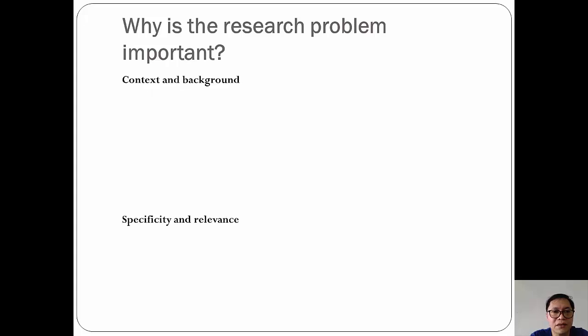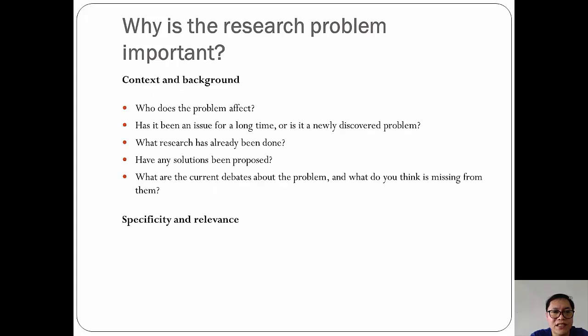Okay. Context or background. Why does the problem matter? Has it been an issue for a long time, or is it a newly discovered problem? What research has already been done? Have solutions been proposed? What are the current debates about the problem? And what do you think is missing from them? So this is the context and background of the problem. You have to ask questions about the research problem to find the gap.